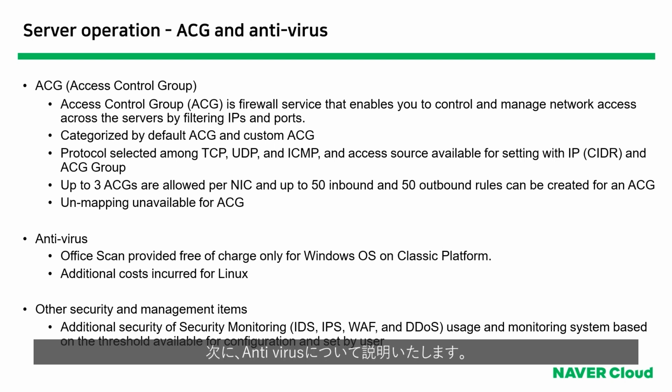Next, we'll take a look at antivirus. For antivirus, Windows antivirus is provided free of charge, limited to the classic platform, and other antivirus can be requested through the Security Monitoring Service. Other security services such as IDS, IPS, WAF, and DOS can also be applied through it.